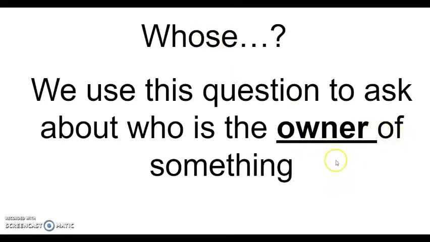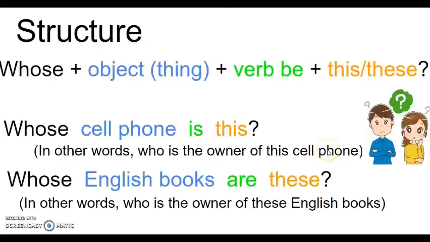When we use this word whose, we are asking about the owner of something. The structure is very, very important because in Spanish it is different. So in English, first we have whose, then the thing or object, then the verb be, and the demonstrative pronouns this and these. So for example, with the cell phone, we say, whose cell phone is this? We're asking in Spanish, ¿de quién es este celular?